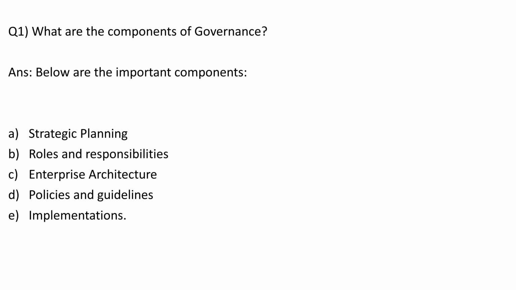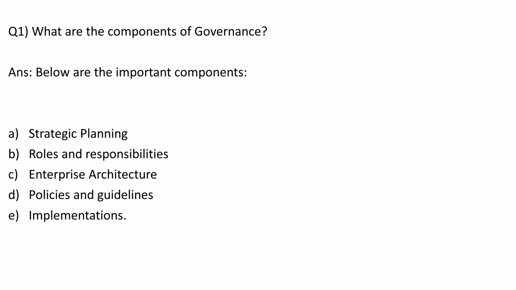What are the components of governance? That means what are the elements of governance? What steps in governance come? So below are the important components of governance. Point number A is strategic planning. Means if the organization has given you the task to perform any activity, then there should be a strategic planning of what should be done or what should not be done. So what are the step-by-step standard operating procedures? This is the first and most important component of governance.